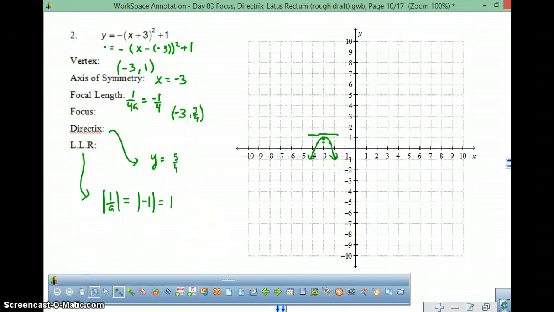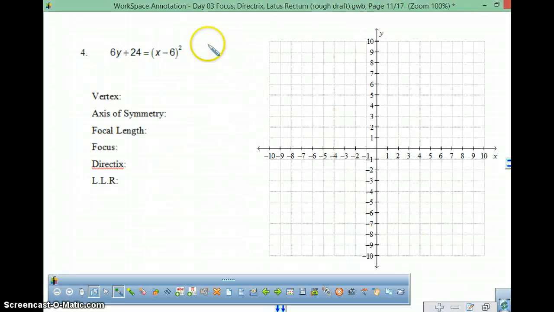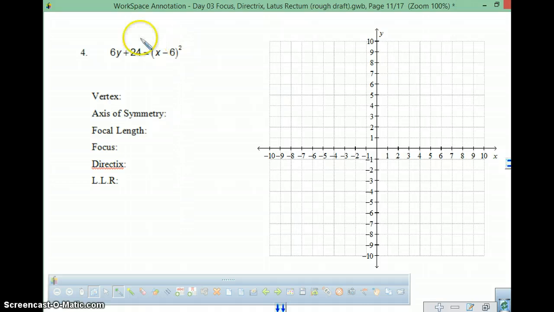All right, let's try another one. Okay, this one, here's the problem. It's not in vertex form right now. So first thing we have to do is change it back into vertex form. X minus 6 squared minus 24. Divide both sides by 6, you end up with 1/6 times x minus 6 squared minus 24.